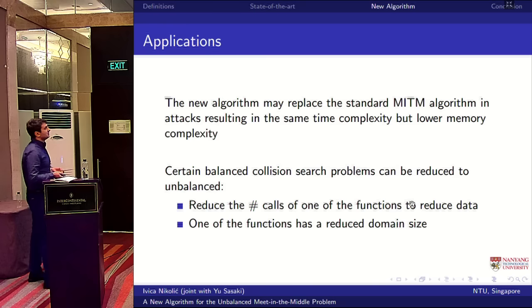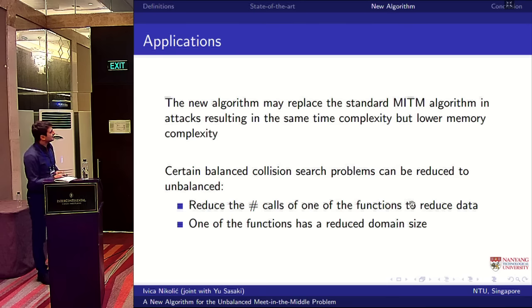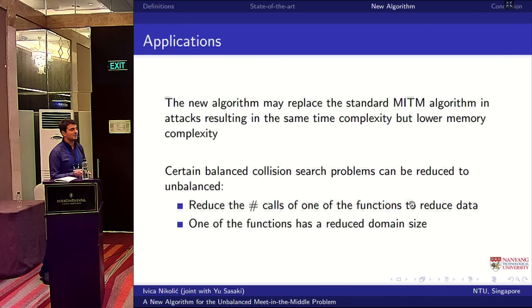So the new algorithm may replace the standard, depending on the ratio R, as we saw from the chart. And in our paper, we have a certain number of applications. You can take a look there. We, of course, didn't go through all the papers that use the standard meet-in-the-middle algorithm and try to replace it with R, because it's kind of trivial to do so. What's more interesting, actually, certain balanced collision search problems can be reduced to unbalanced and then solved using our algorithm.